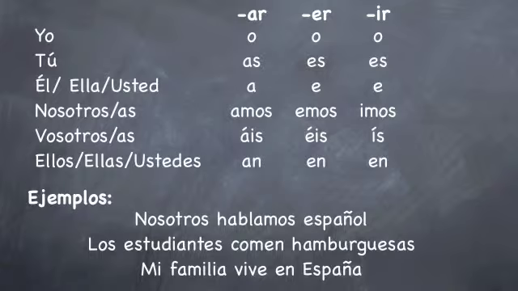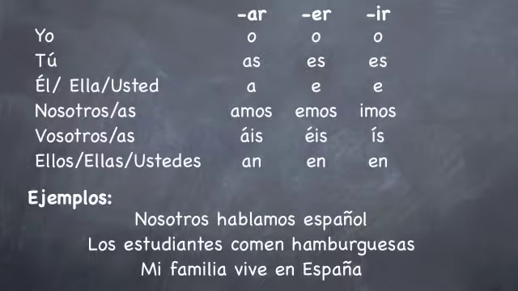Nosotros hablamos español. Los estudiantes comen hamburguesas. Mi familia vive en España. The first one is the verb hablar, from the AR conjugation. The second one is comer, from the ER conjugation. And the third one is vivir, vive en España, from the IR conjugation.